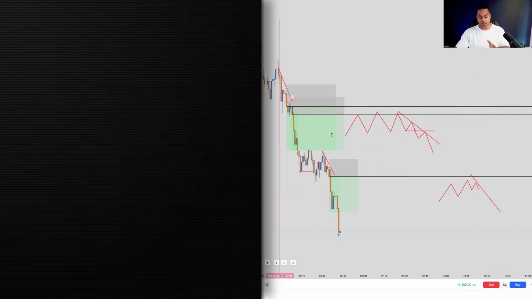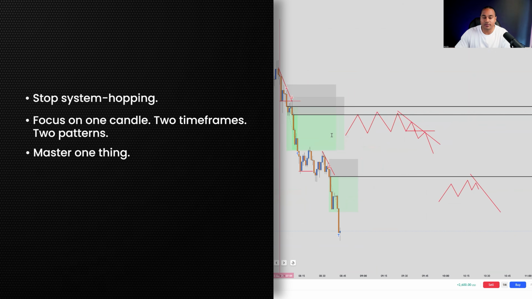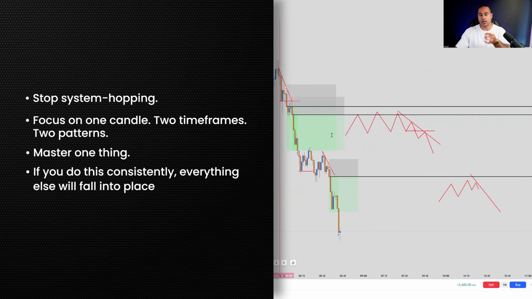Okay. So guys, you've got to stop system hopping. You've got to focus on one candle. You've got to focus on two time frames and one or two patterns. And master one thing. Once you do this consistently, guys, I can promise you everything will fall into place.